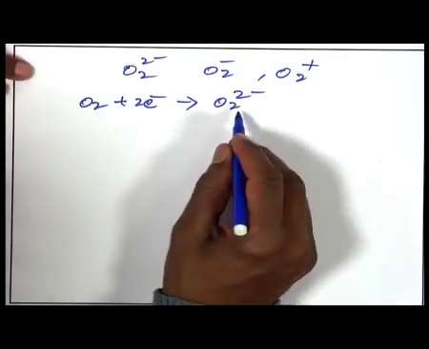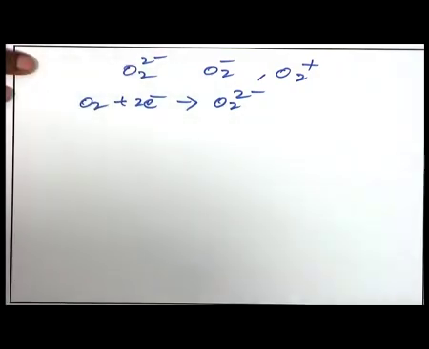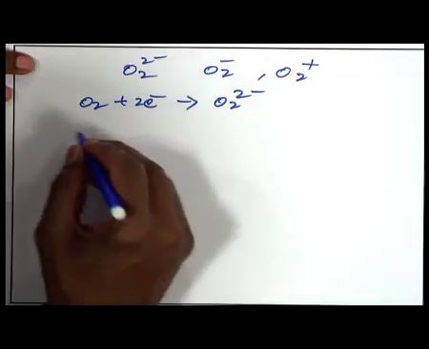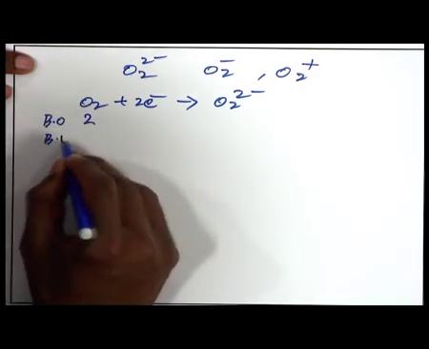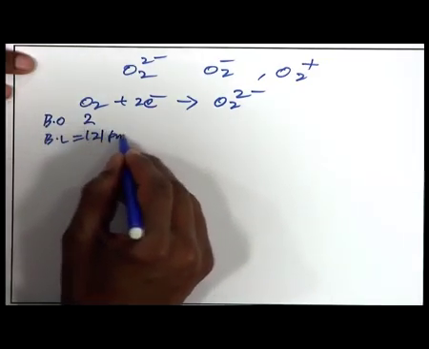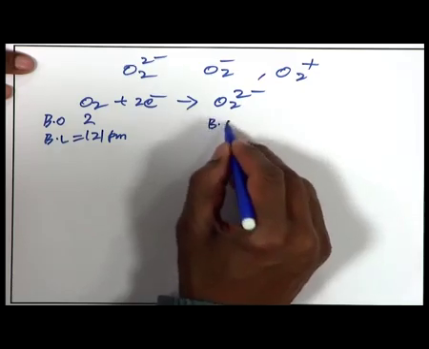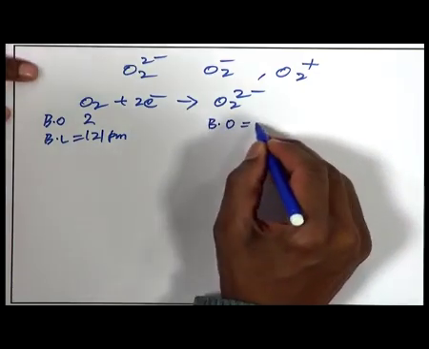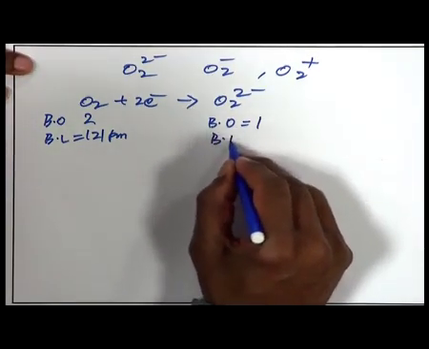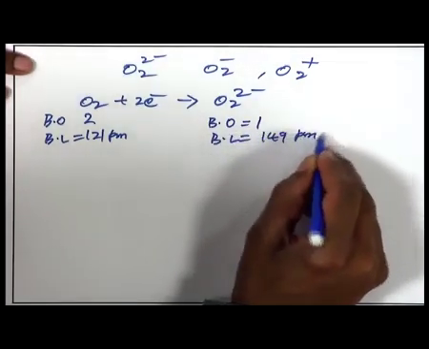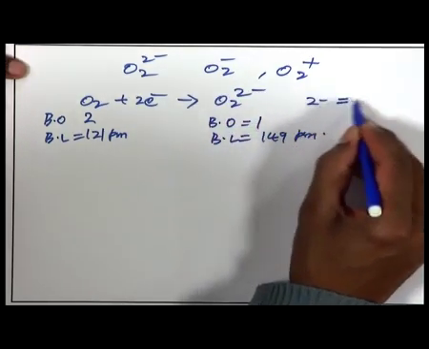And then if you look at the bond length and bond order, for O2 the bond order is 2, and the bond length is 121 picometer. Then 2 more electrons are given to the O2, and it is found that the bond order is 1, and the bond length is 149 picometer.